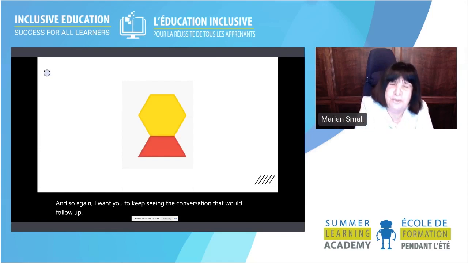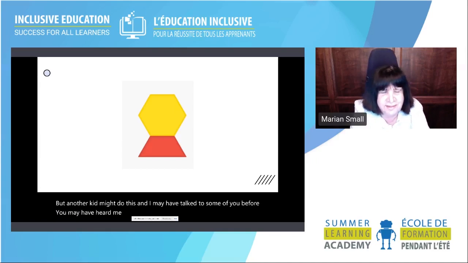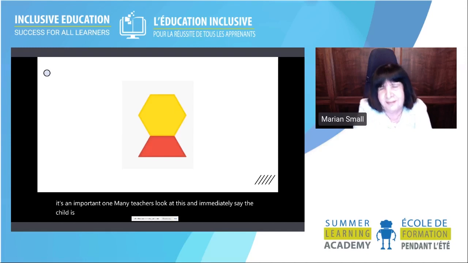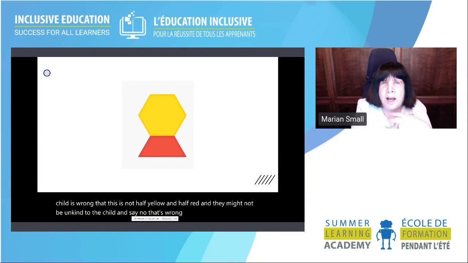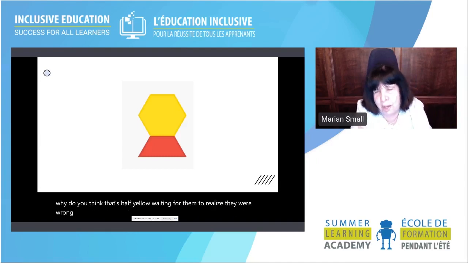But another kid might do this. And I may have talked to some of you before, you may have heard me before because I've used this example before, but it's an important one. Many teachers look at this and immediately say the child is wrong, that this is not half yellow and half red. And they might not be unkind to the child and say, no, that's wrong. They might just say, but why do you think that's half yellow? Waiting for them to realize they were wrong. But it turns out they're not wrong.